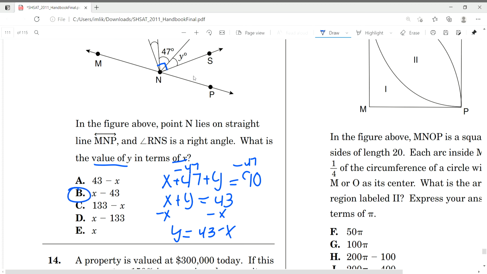Nope, that is not 43. Ooh, it's not my eraser. Which is A, 43 minus x.